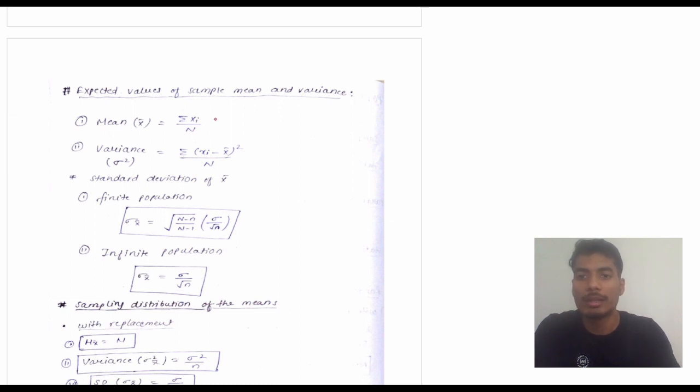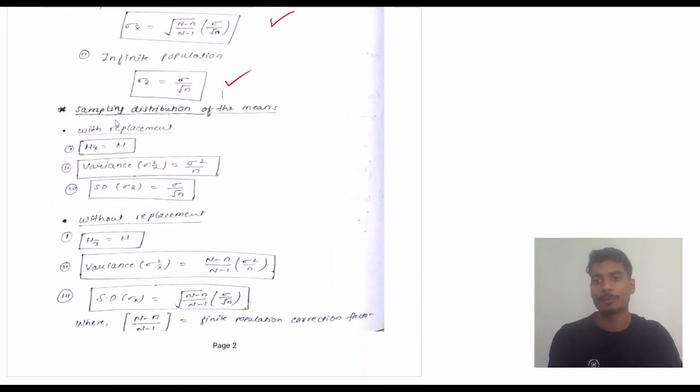The formula of mean is summation of xi by n. Variance is summation of (xi minus x bar) whole square by n. This is variance. Standard deviation of the mean, x bar is mean. For a finite population, sigma x bar equals under root of (N minus n) by (N minus 1) into sigma by under root n. This is for a finite population and this is for an infinite population.